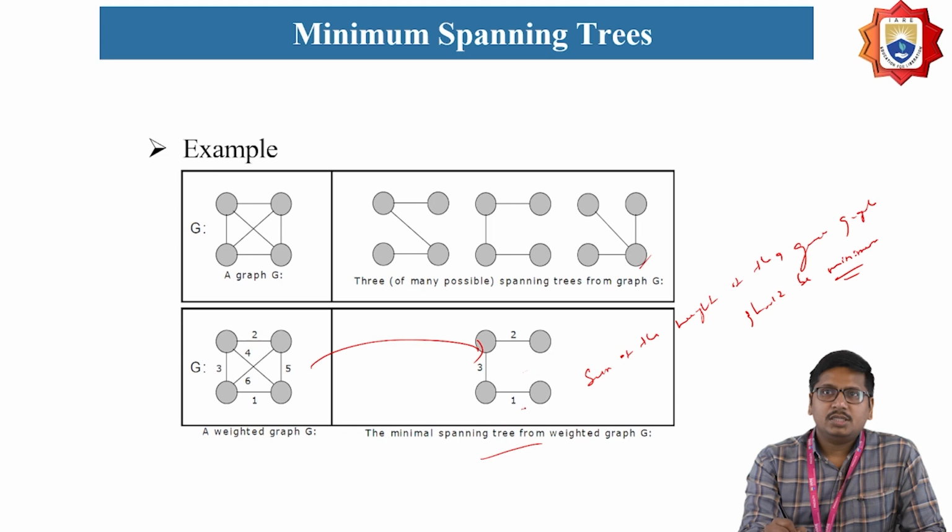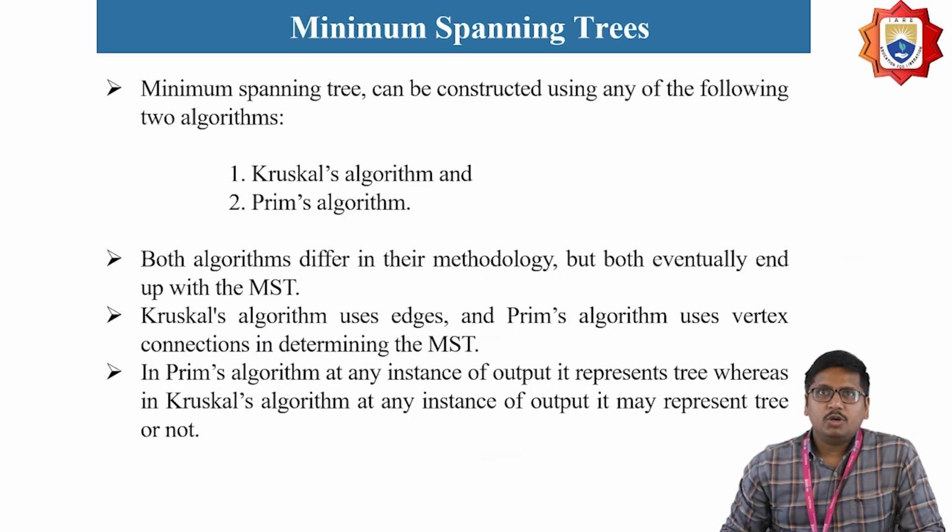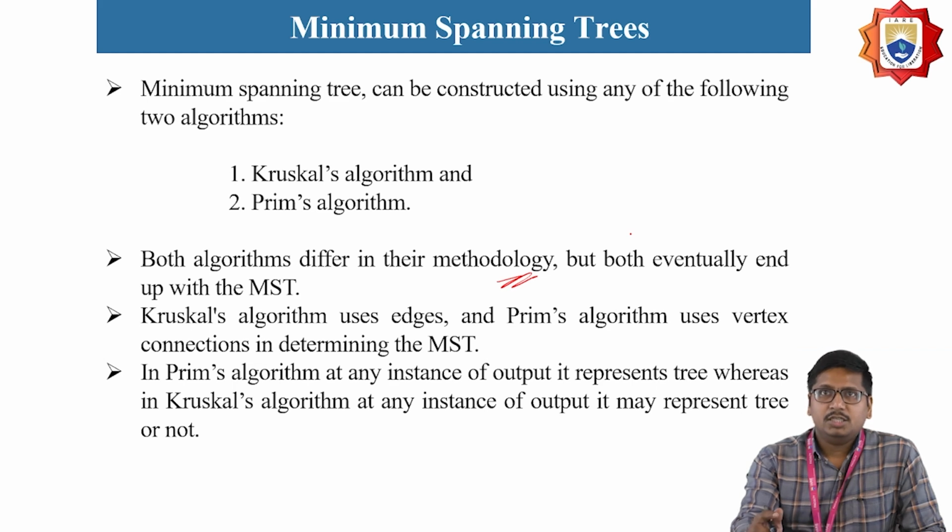So how are we going to construct this minimum weight spanning tree? What is the logic? For this I have two types of algorithms: the first one is Kruskal's algorithm, and the second one is Prim's algorithm. Both algorithms use different methodologies, but eventually end up with the same spanning tree. Whatever spanning tree I construct through Kruskal's algorithm should be the same.